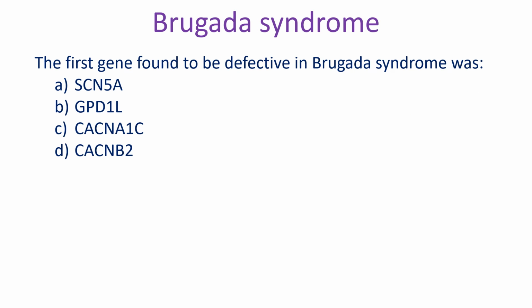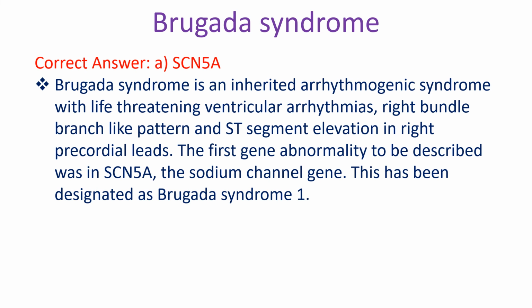The first gene to be found defective in Brugada syndrome was A. SCN5A, B. GPD1L, C. CACNA1C, D. CACNB2. Correct answer A. SCN5A.